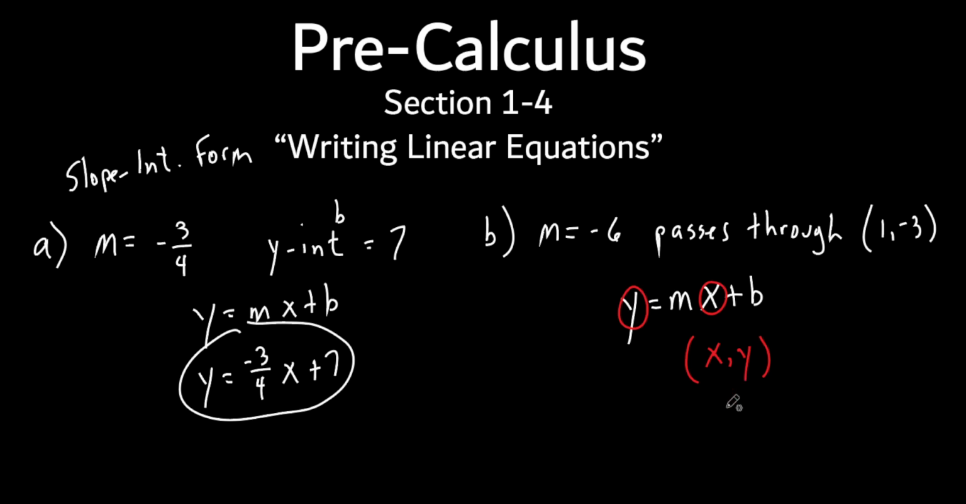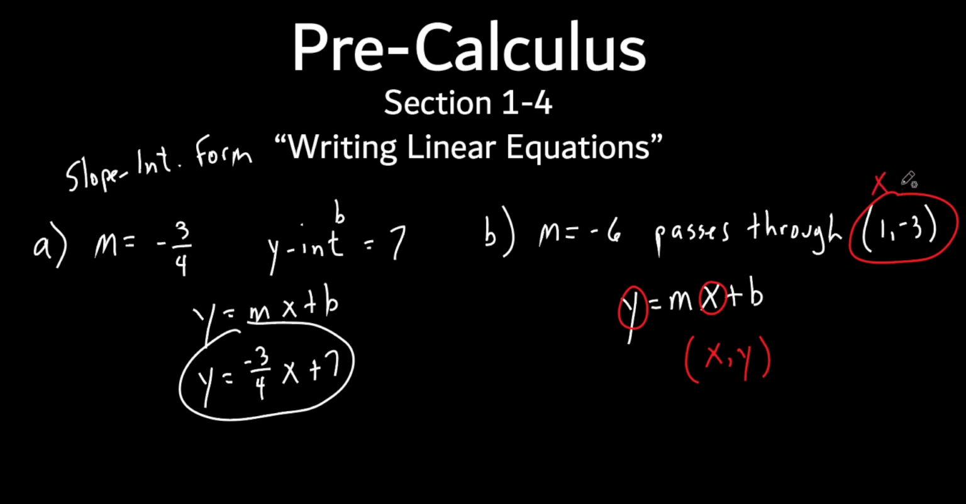So do I know a point that lies on my line in this problem? Yeah, what is that point? No? 0, 7. This is part B. It's a completely different problem. 1, -3. Okay? So look, I do know a point on my line, right? So what would I call this? What would I call the 1?